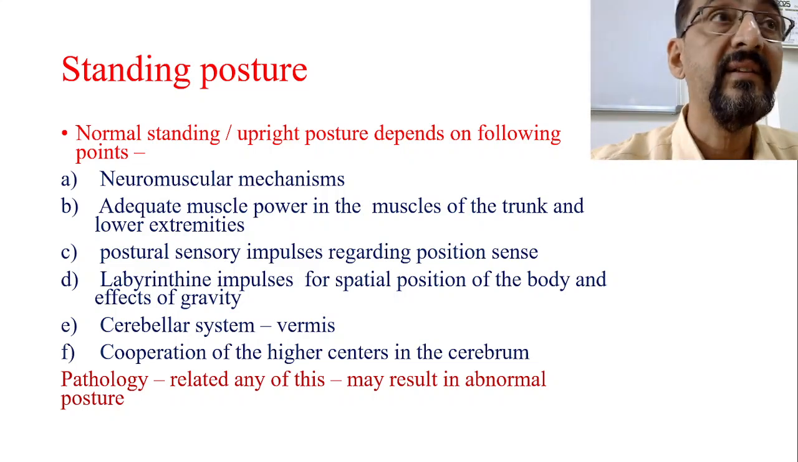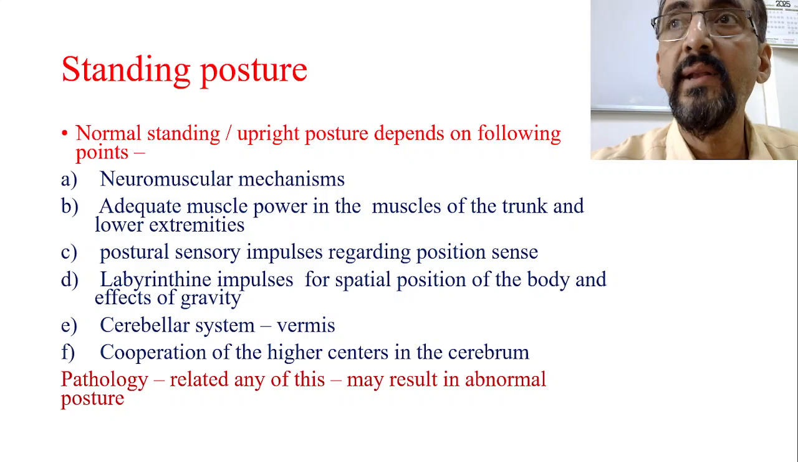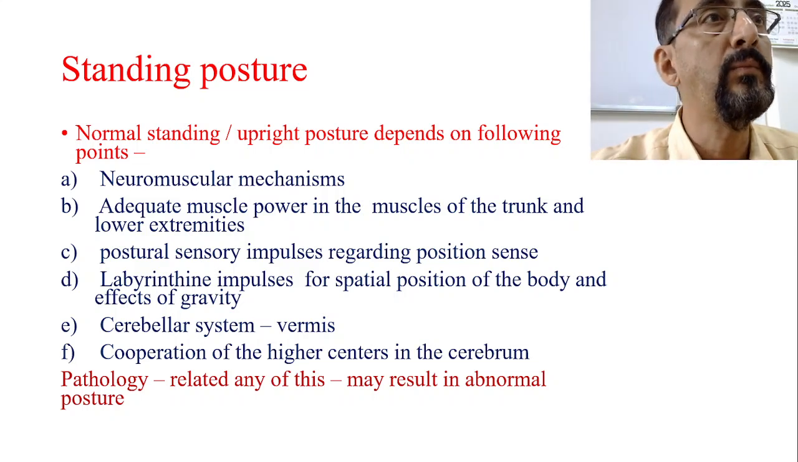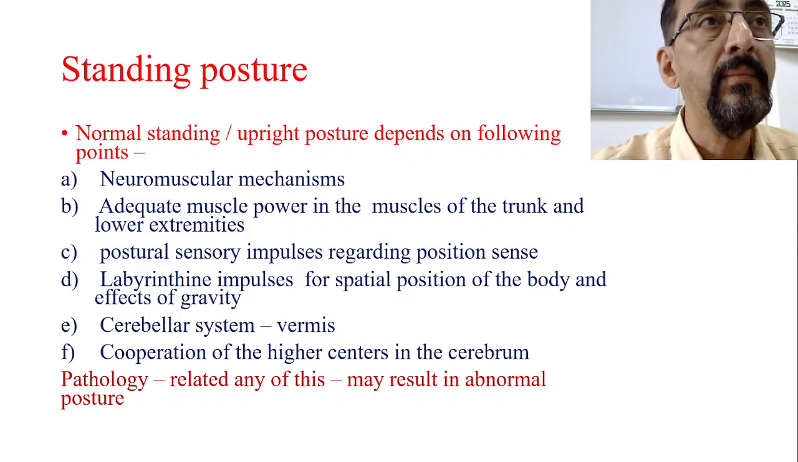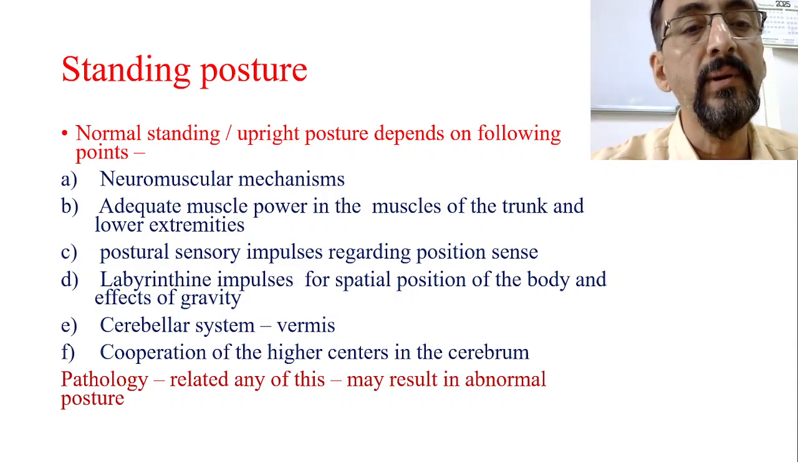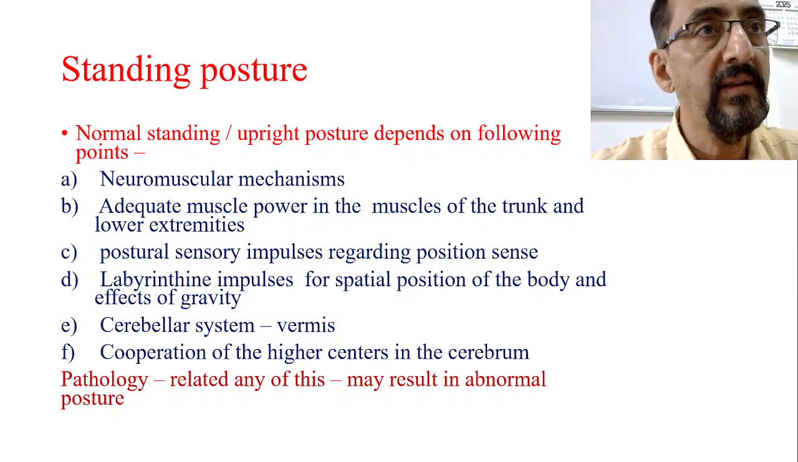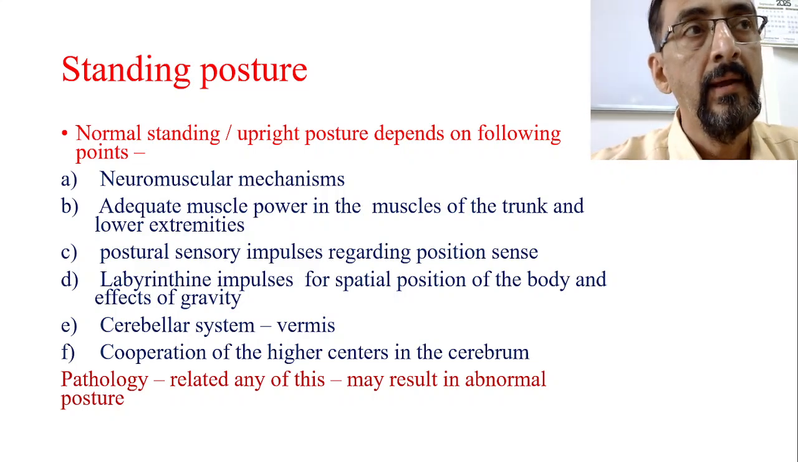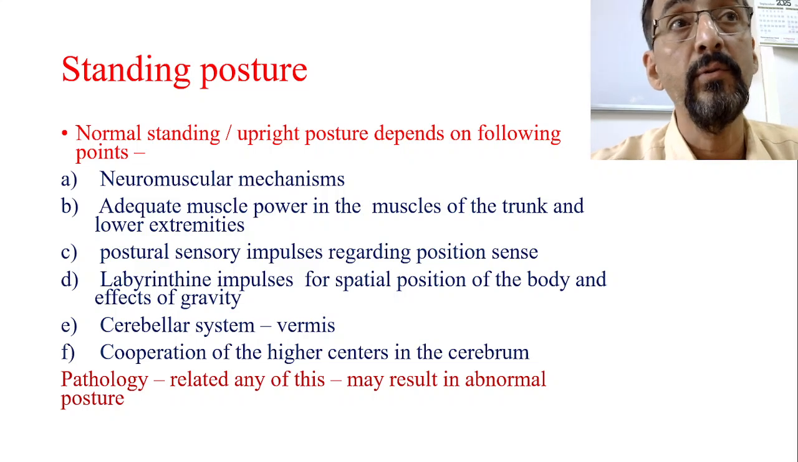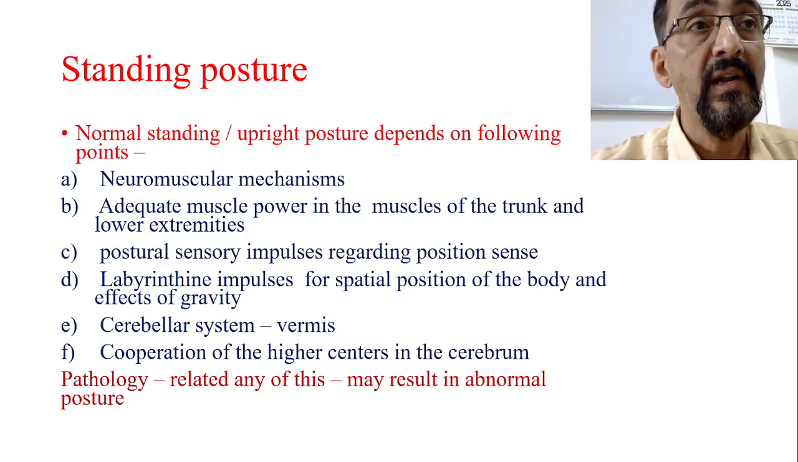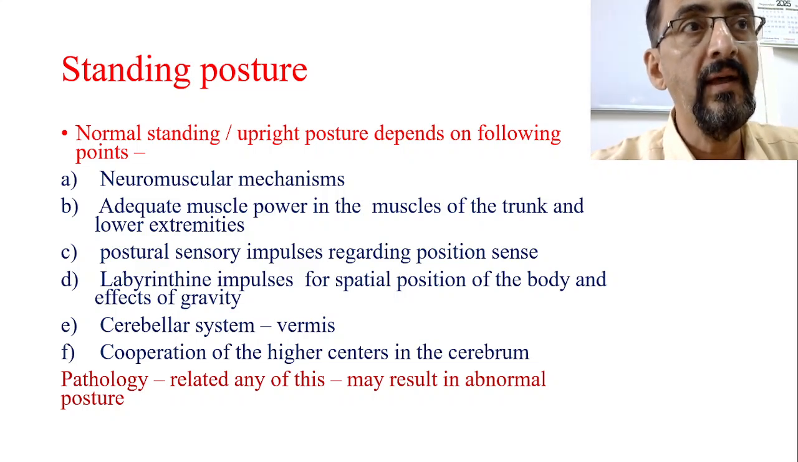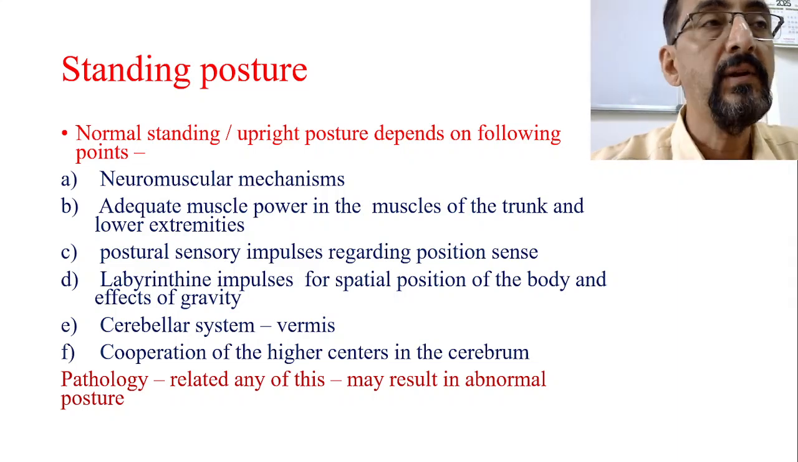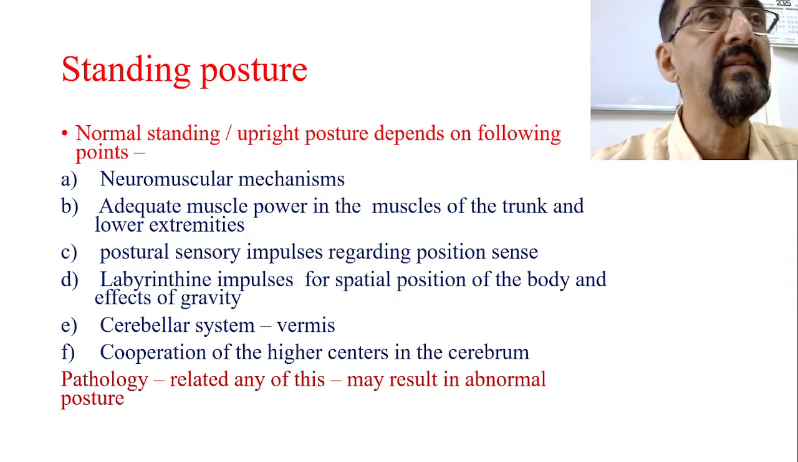Similarly, the cerebellar system plays a very important role in maintenance of tone, posture, equilibrium, etc. We know that. So if there is a problem in the cerebellar system, especially the vermis, which is present in the middle portion, while laterally we have got the lobes, the vermis plays a very important role in the maintenance of the posture related to axial and truncal muscles in the midline. Similarly, cooperation of the higher centers in the cerebellum.